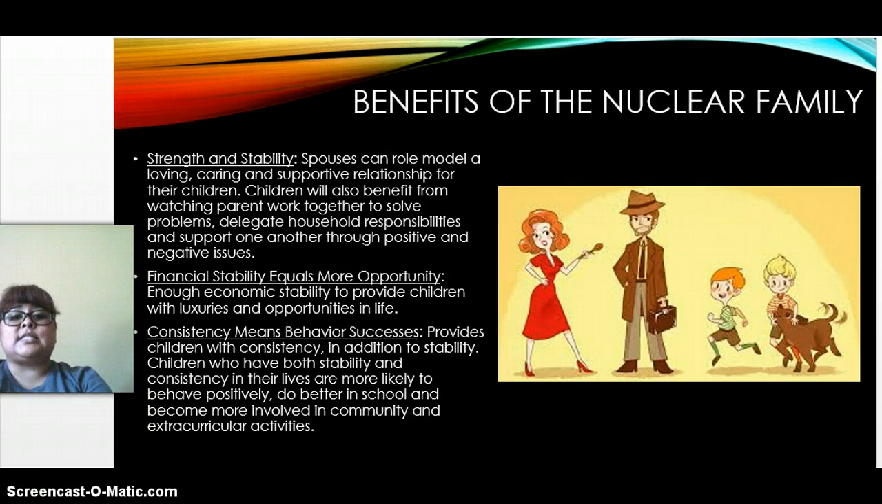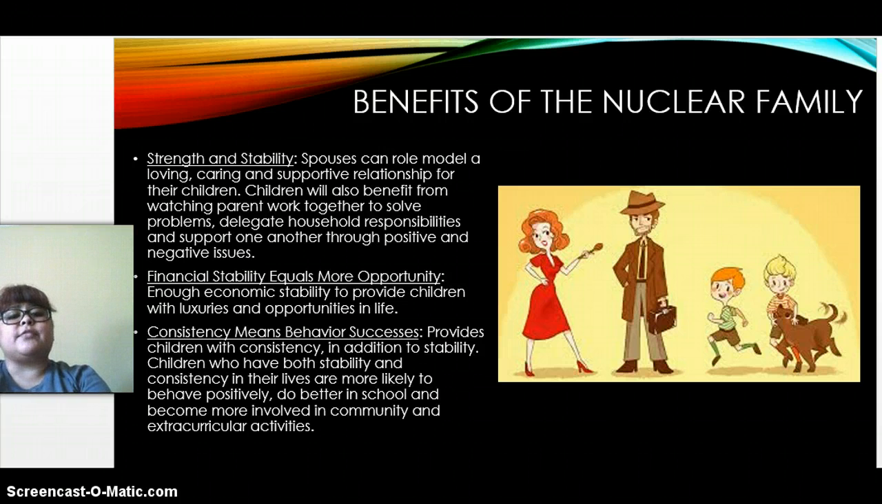Another benefit that we can see in nuclear families is financial stability, which in turn equals more opportunity. And what that means is simply having a 2-parent household gives children the stability and opportunities to be able to do more things in life, different luxuries and opportunities that they may not have in other family types and family settings.